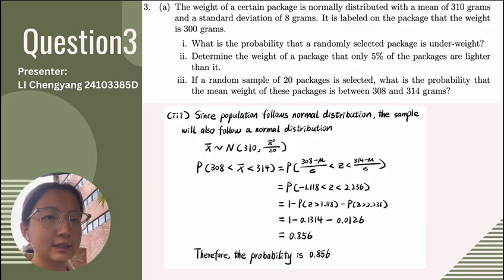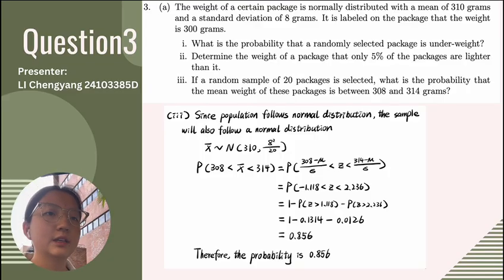For the third question, now we take a random sample of 20 packages. What's the probability that the sample mean weight is between 308 and 314 grams? The sample mean also follows a normal distribution with the mean equal to 310 and the standard deviation equal to 8 divided by the square root of 20.